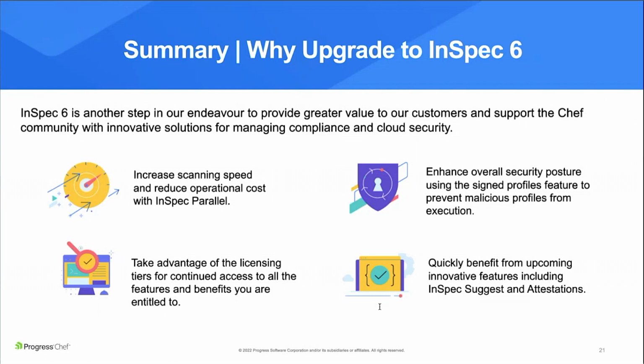The second aspect is to upgrade to a fixed version of InSpec for CVEs related to the InSpec Archive, InSpec Check, and InSpec Export commands. The third aspect is to enhance the security posture by leveraging the profile signing support feature and the audit log support feature from InSpec 6. And finally, with respect to licensing, users can get continued benefits and entitled features by moving to InSpec 6. They can also get more benefit down the line with innovative features like InSpec Suggest and InSpec Attestations.